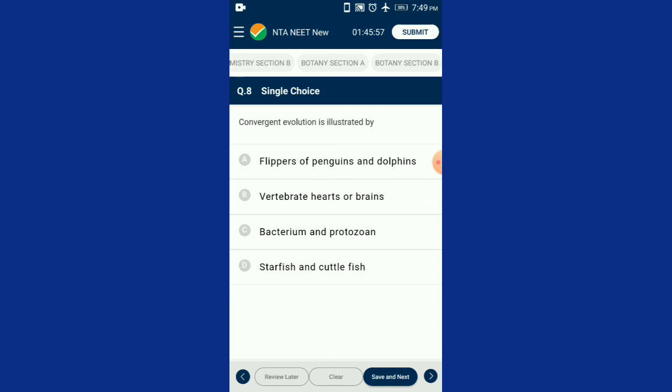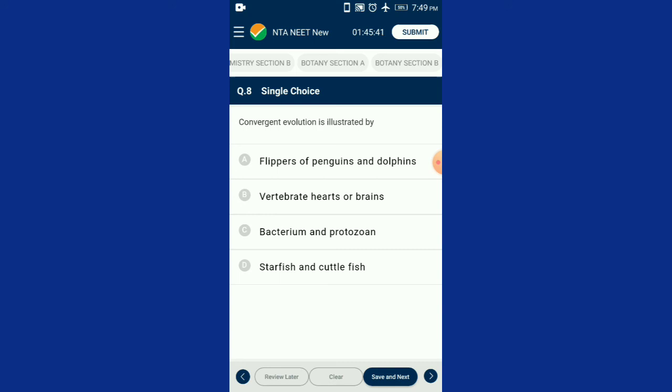Question number 8. Convergent evolution is illustrated by the independent formation of functionally similar structures by unrelated organisms. The analogous structures are a result of convergent evolution.